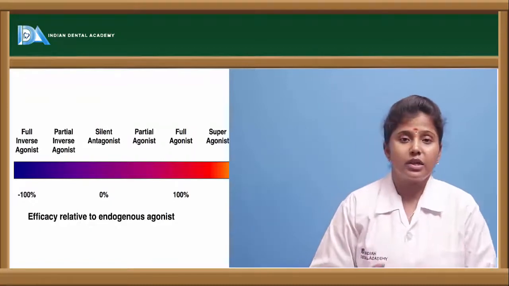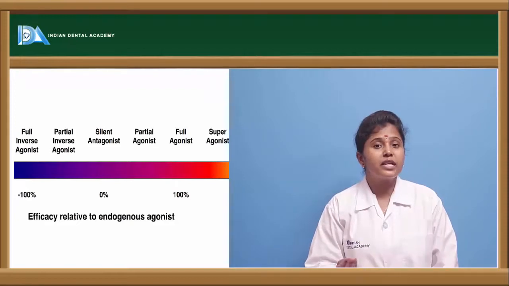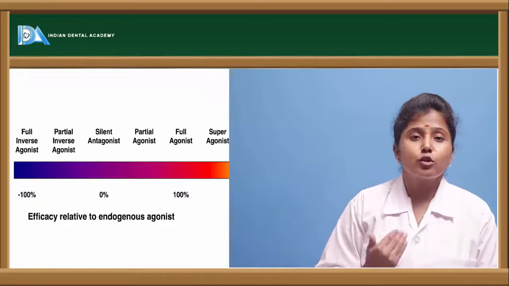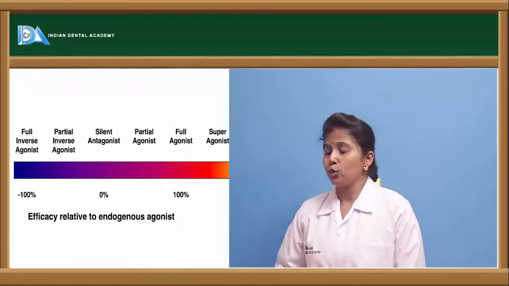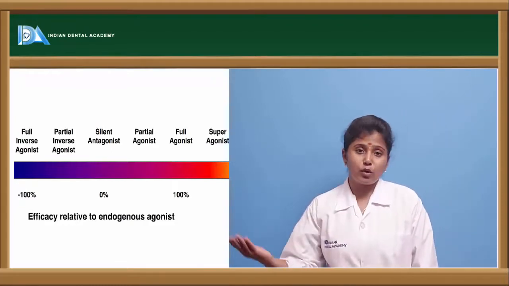And partial agonist. Partial agonist is the one which potentiates the action of the drug a little more. And full agonist is the one which potentiates or shows the efficacy or additive effect of the drug it is given into. And super antagonist is that which shows more than the effect it has to show.